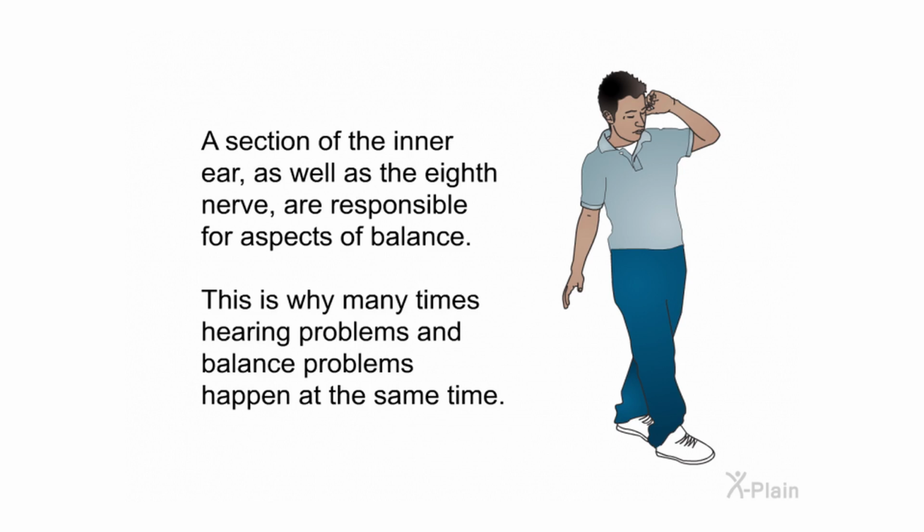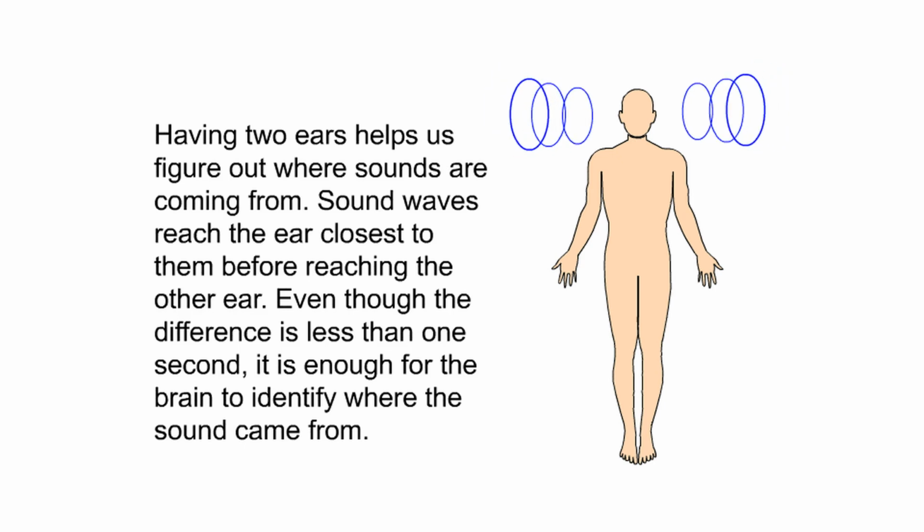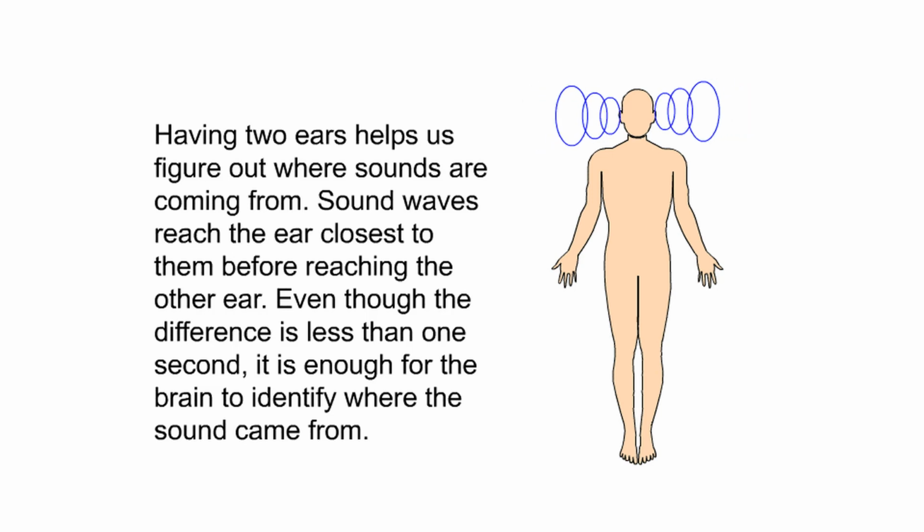A section of the inner ear as well as the 8th nerve are responsible for aspects of balance. This is why many times hearing problems and balance problems happen at the same time. Having 2 ears helps us figure out where sounds are coming from. Sound waves reach the ear closest to them before reaching the other ear. Even though the difference is less than 1 second, it is enough for the brain to identify where the sound came from.